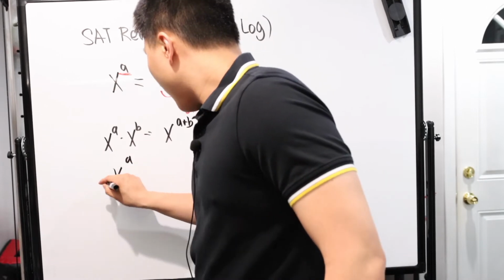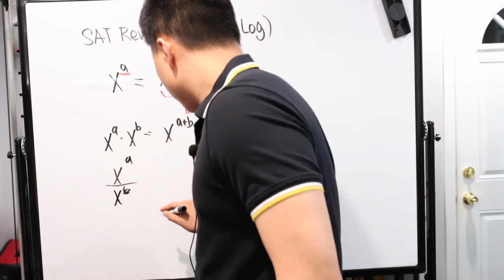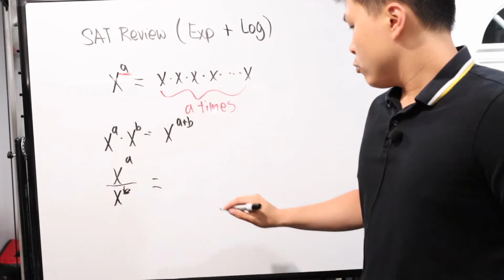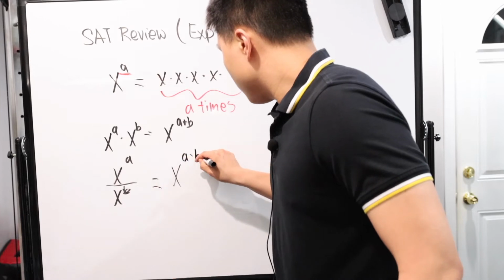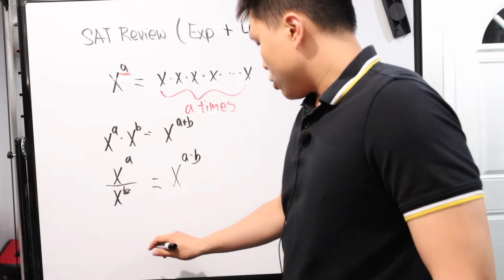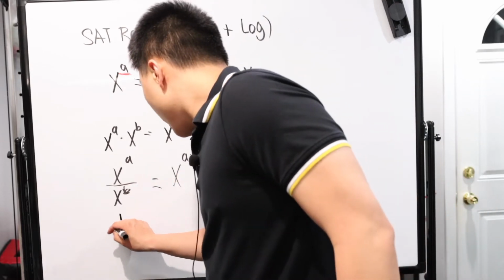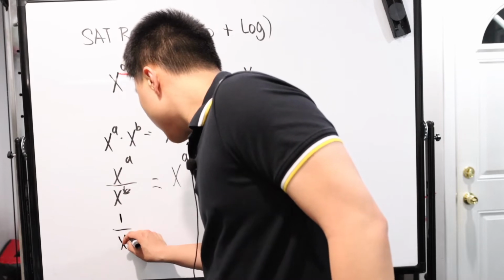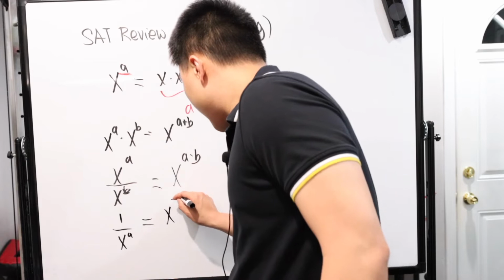x to the a power divided by x to the b power. There it is. All right, cool. Well, you guys can guess. x to the a minus b. Plain and simple. All right, well, let's keep going. Well, what else? We have our negative exponents. That's 1 over x to the a power is the same as x to the negative a.